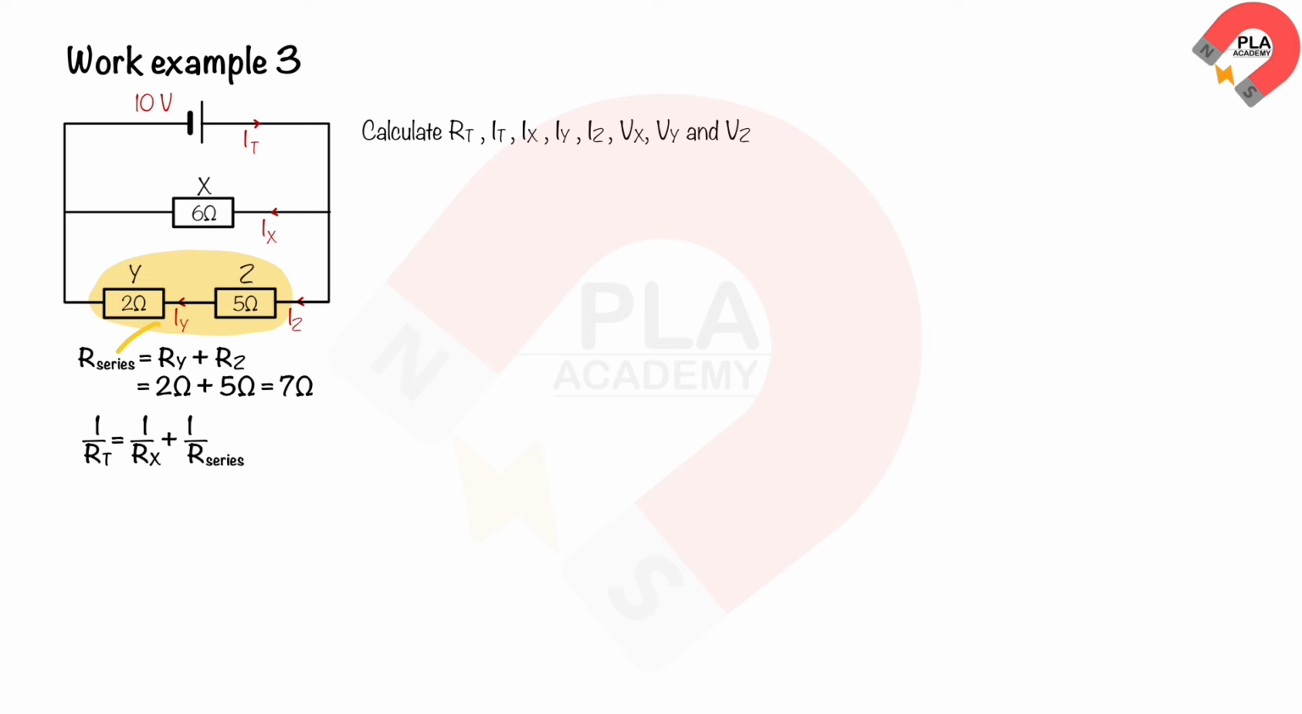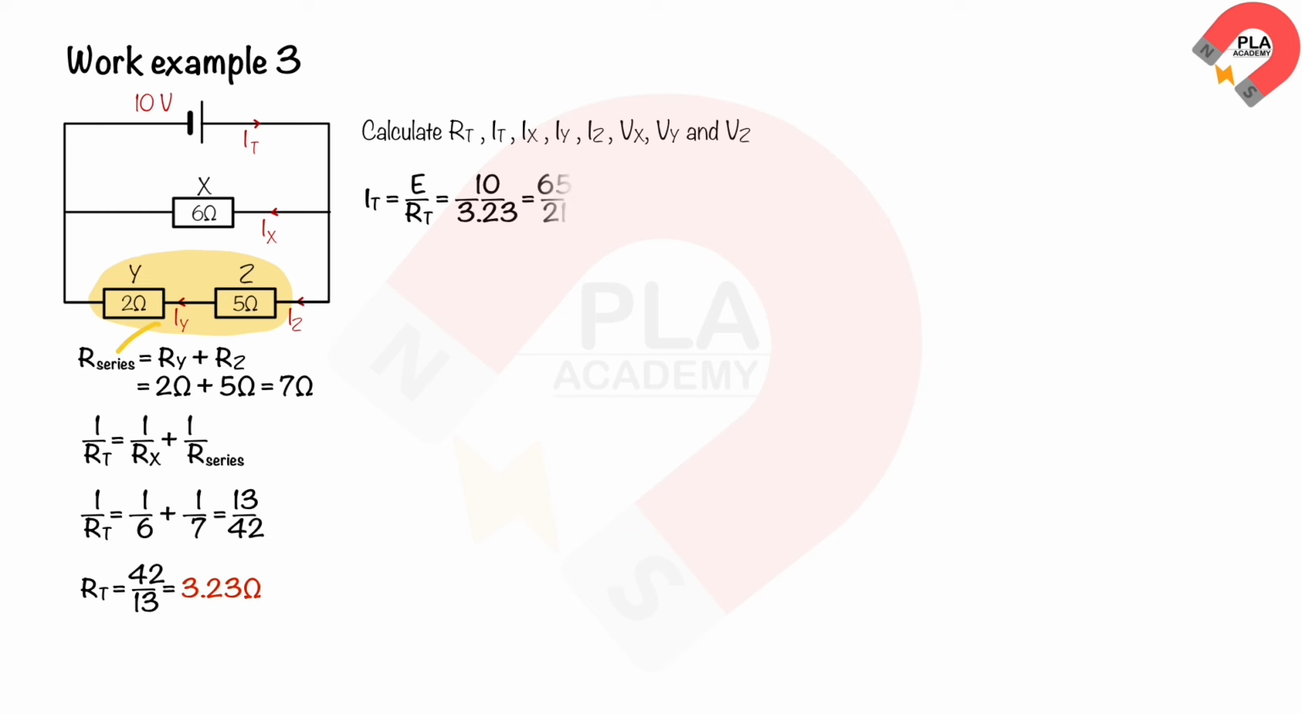Calculate the total resistance of the circuit by using the equation as shown. Substitute R in series equals 7 and RX equals 6. So RT equals 3.23 ohms. Calculate IT using the equation IT equals EMF over RT. Substitute EMF equals 10 and RT equals 3.23. So IT equals 3.10 amperes.